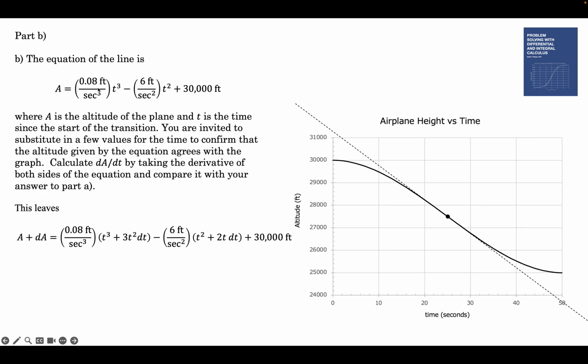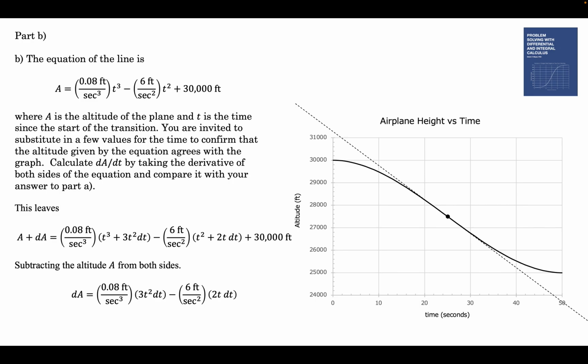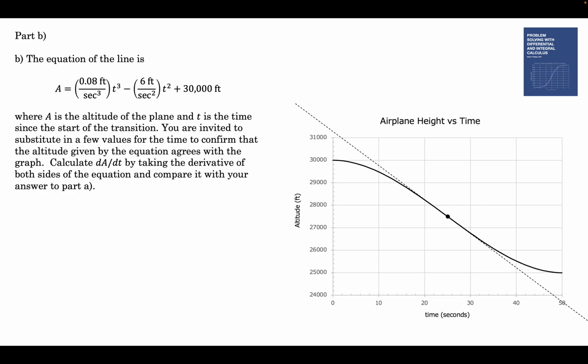A is 0.08 feet per cubic second times t cubed, which is right here, minus 6 feet per second squared t squared, which is right here, plus 30,000. So the 30,000 is going to go away, and we're left with that. That's the derivative. That's dA. That's an equation for dA. And if you know the rules for taking a derivative, you're not surprised.